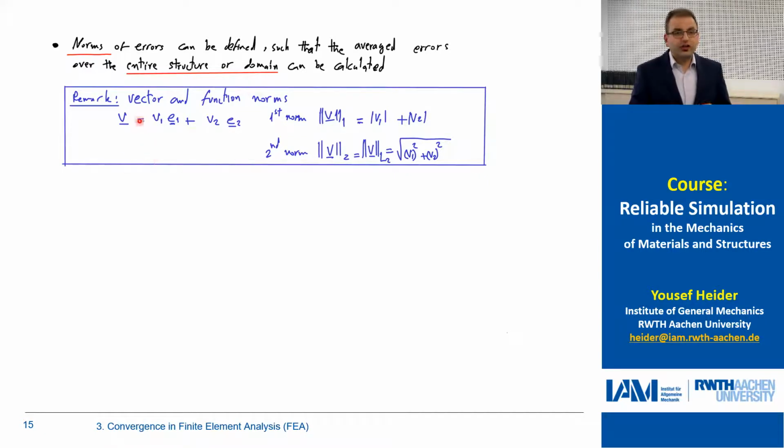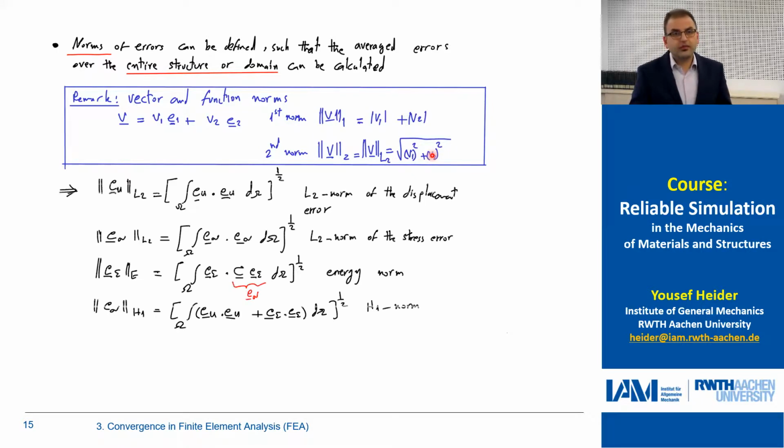Just a side remark: if you have a vector, for instance, as an error for the displacement, you would have, for instance, the first norm. It's simply the norm of the first component plus the norm of the second component. And then we'd have a second norm, or L2 norm, where we have the square root of the square of the first component plus the square of the second component. This is as a side remark.